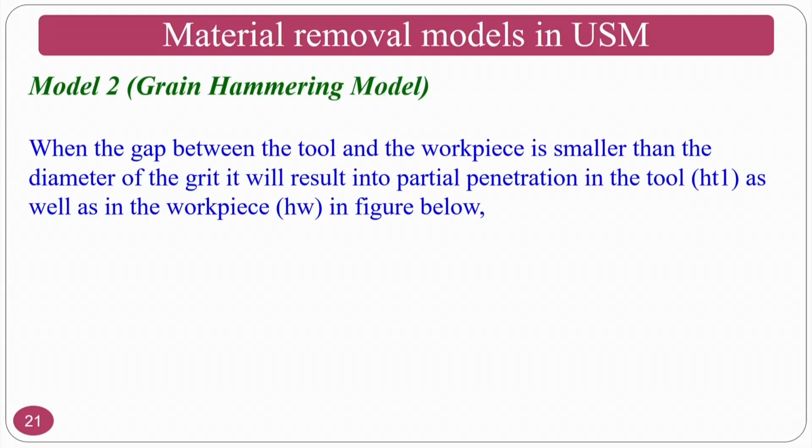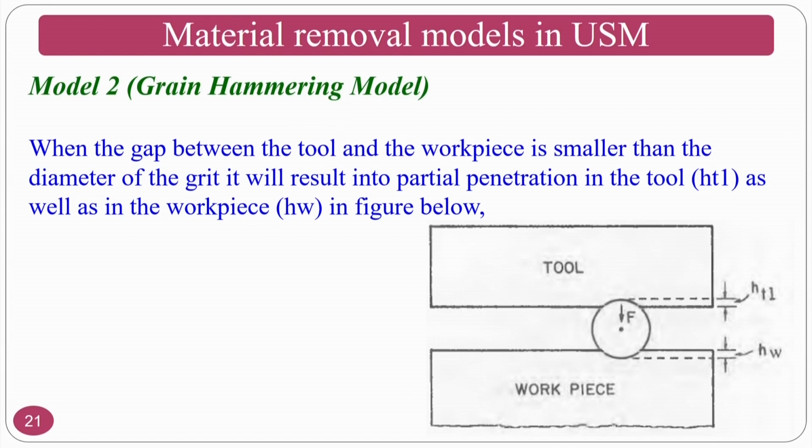Now the grain hammering model. When the gap between the tool and the workpiece is smaller than the diameter of the grit, that is, the abrasive particle, it will result in partial penetration into the tool as well as into the workpiece. Okay.